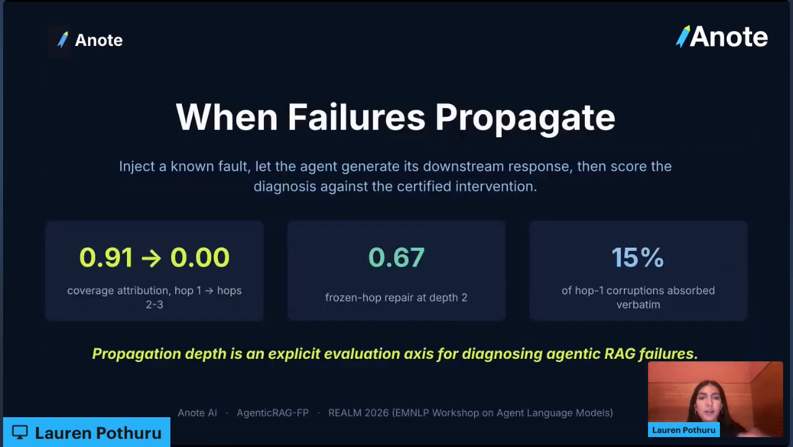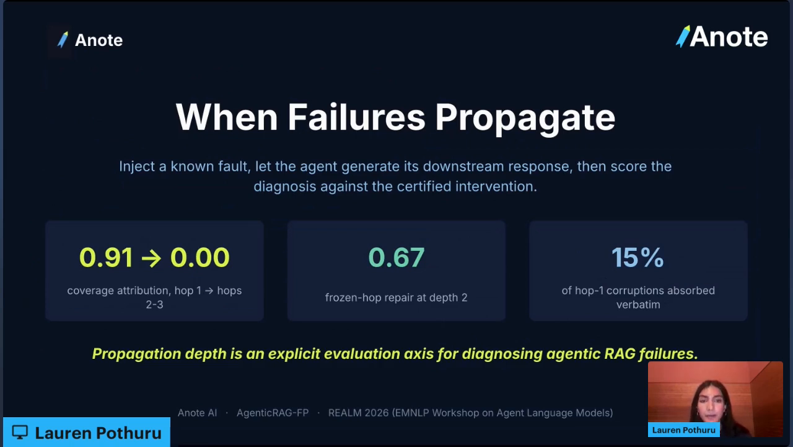So just to wrap up, three numbers capture the biggest takeaways from my paper and from this presentation. So coverage attribution goes from 91% at hop 1 down to 0% at later hops. So propagation erases a post-hop signal. Essentially, as I said, you're able to pretty easily recover or identify failures when you're going from hop 1 to hop 2, but when you're going from hop 1 to hop 4, it's almost impossible to identify that the error or the failure occurred at hop 1.